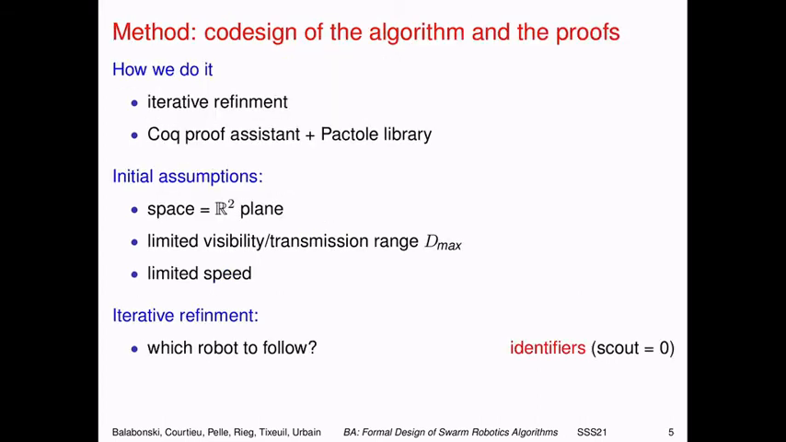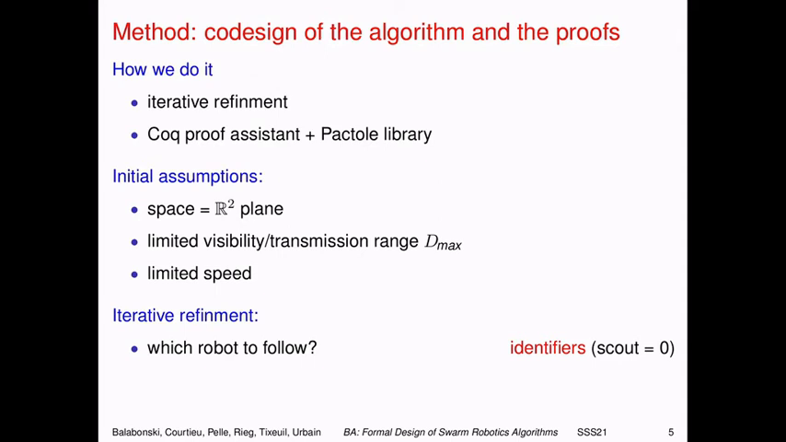So the idea here is to have a co-design of the algorithm and its correctness proof by iterative refinement, building on the Coq proof assistant and the Pactole library. So for instance, if we have a line of robots, then we don't know in which direction the scout lies. So for instance, we don't know whether we should follow the robot in front or the robot in the back.